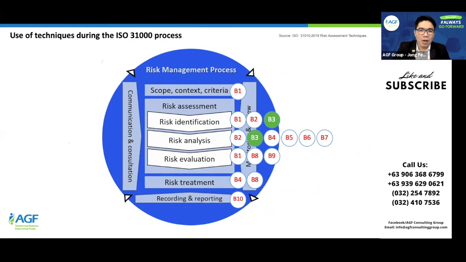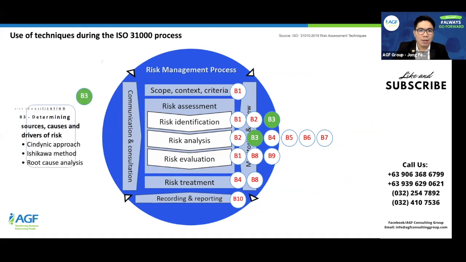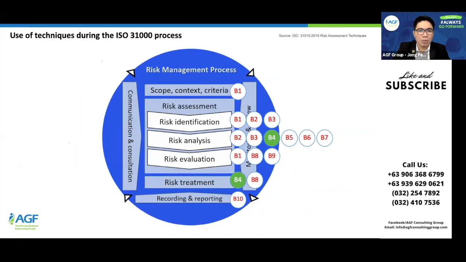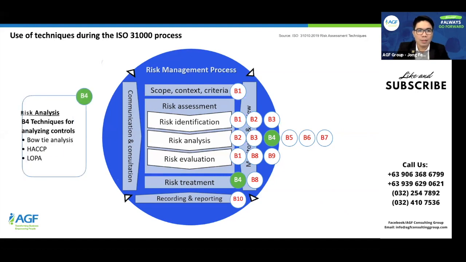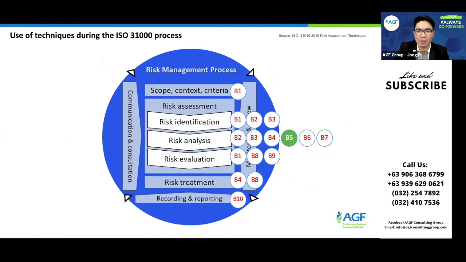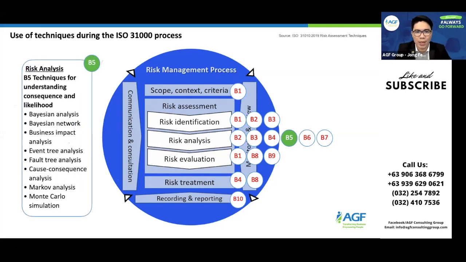Okay, moving on. Now let's go to B4. For risk analysis, you can use the bow tie analysis, HACCP, or the LOPA. And of course, you can also use these techniques for risk treatment, by the way. What tools can you use for risk analysis? These are the different tools that you can use for risk analysis.